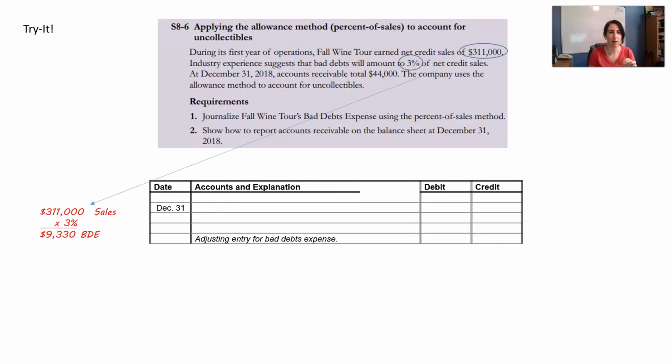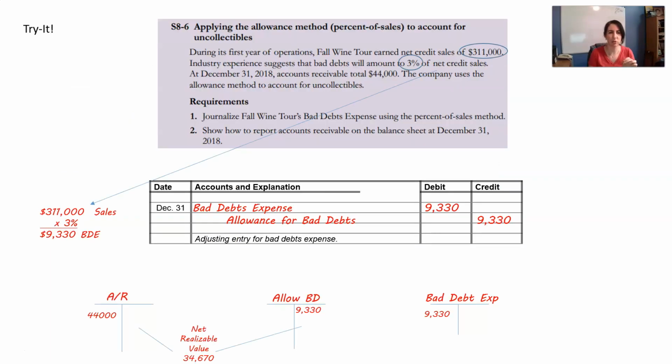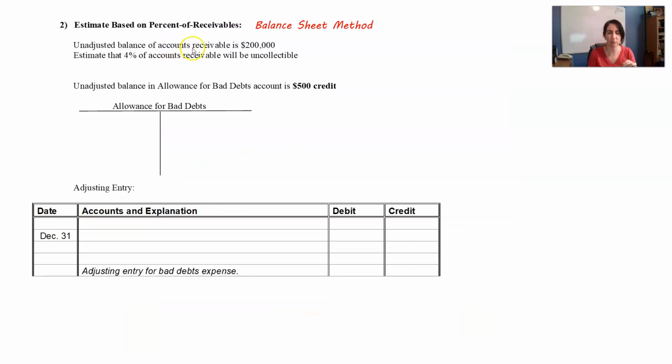It's a little bit more complicated when we get to the percentage of receivables with the balance sheet methods. So the unadjusted balance of accounts receivable is $200,000. 4% of that's going to be uncollectible. Okay, well, that's not such hard math, right? $8,000 is uncollectible.